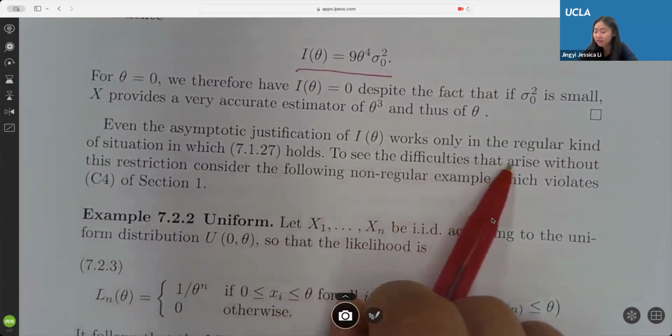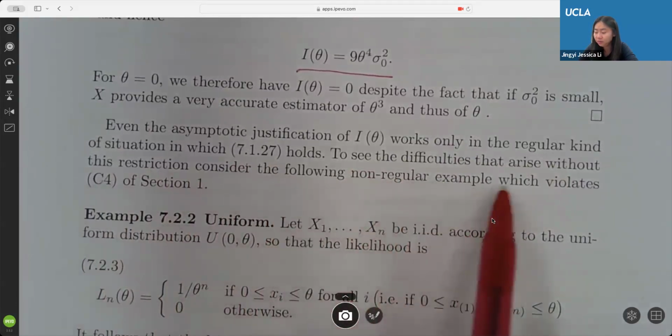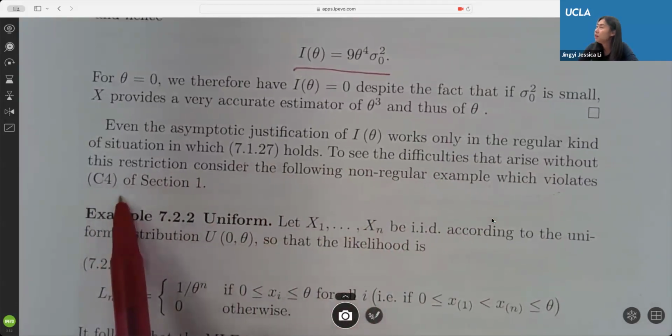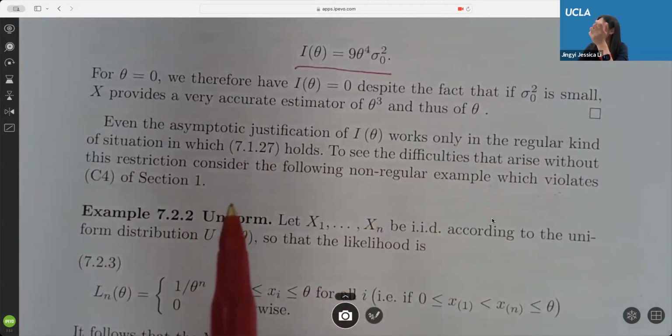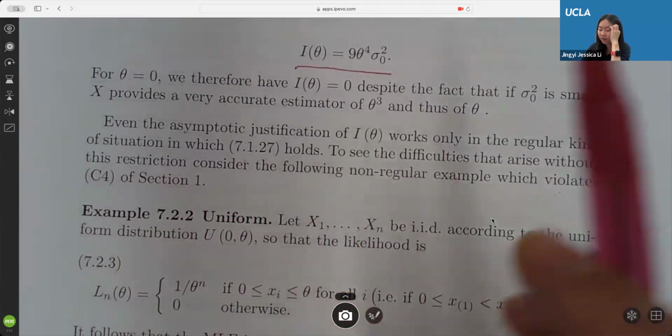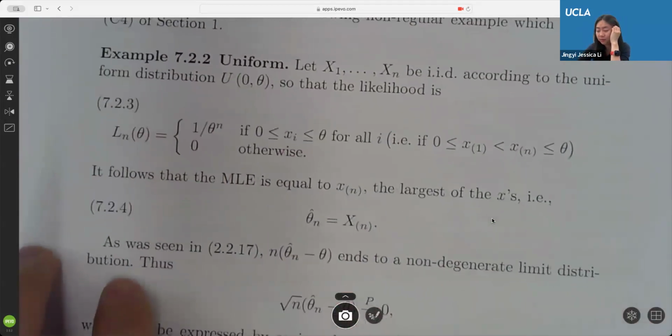To see the difficulties that arise without a restriction, consider the following non-regular example, which violates C4. What is C4? C4 is that the non-zero density domain does not depend on θ. Okay, we violate this. Again, the uniform is a counterexample.